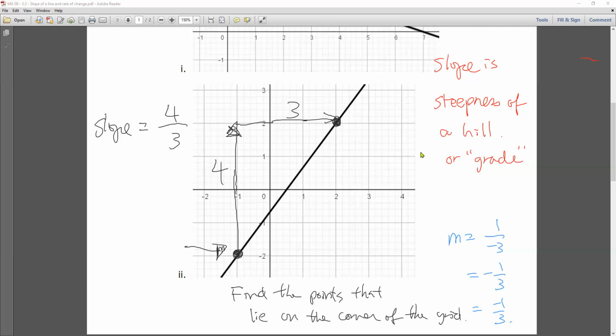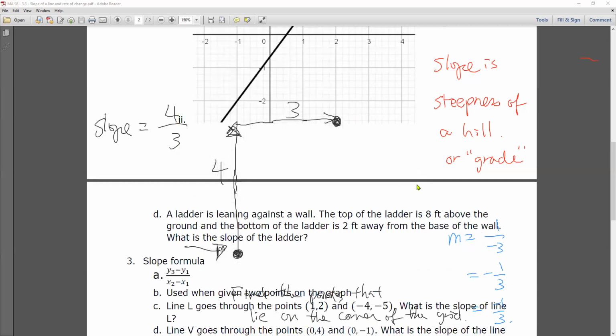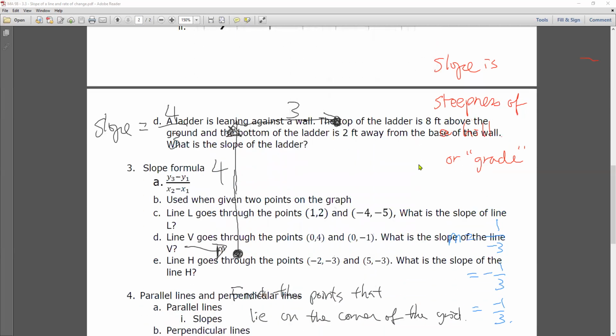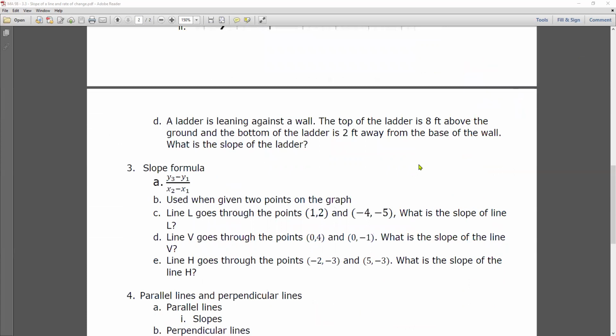All right. Let's go ahead and keep going. All right, here we go. A ladder is leaning against the wall. The top of the ladder is 8 feet above the ground, and the bottom of the ladder is 2 feet away from the base of the wall. What is the slope of the ladder?